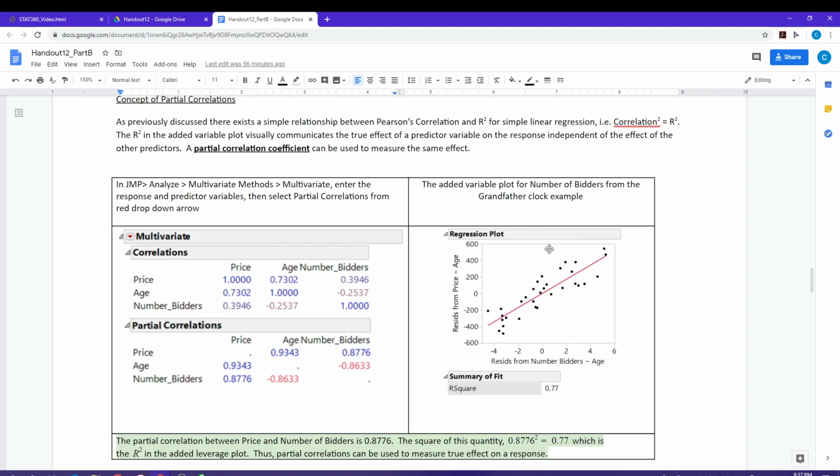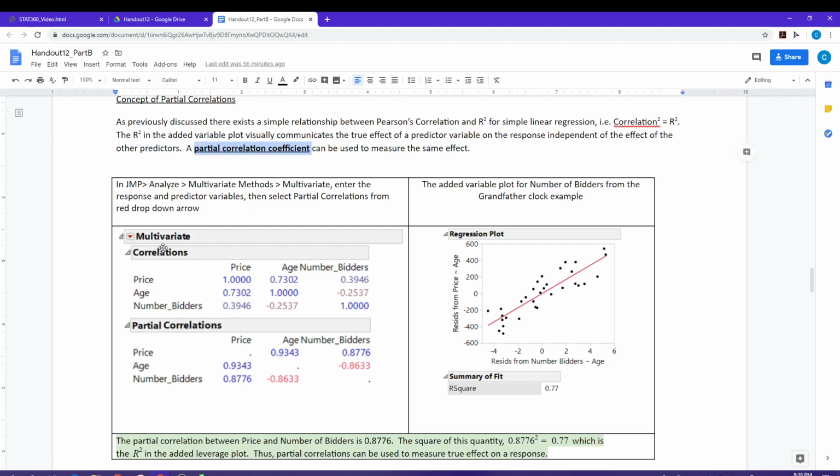So here I created an added variable plot. I put a line fit on that. I get an R-squared of 0.77. Now this is in an added variable plot here, or what JMP calls a leverage plot. And what that gives me, again, is an understanding of how much unique information I can get from the number of bidders in understanding my price. R-squared there is 0.77. You can also get that information from a quantity called the partial correlation coefficient.